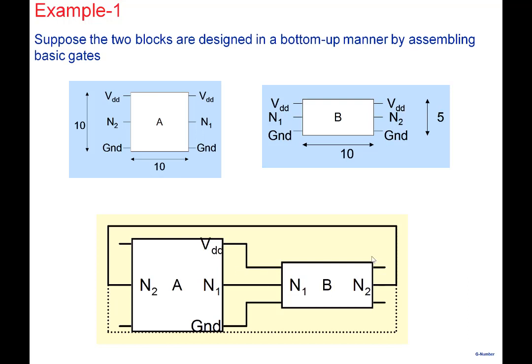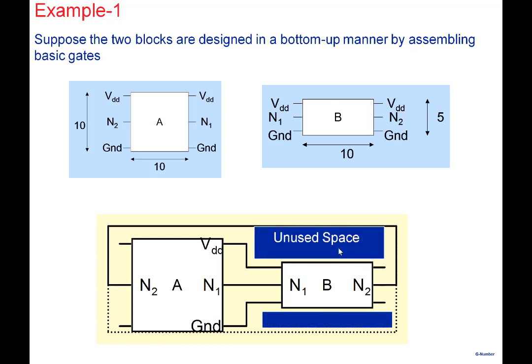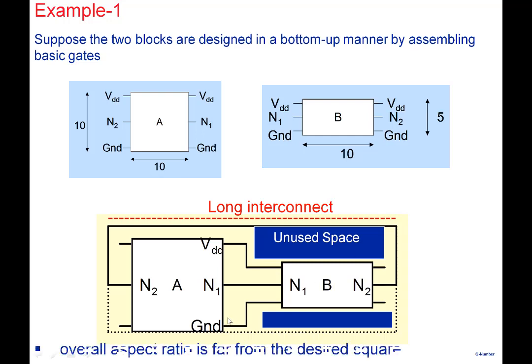Now, what is the problem with this? The unused space. You have unused space here and unused space here. That's one problem. So if you don't carefully think about what the overall layout of my chip will look like, and you simply take various blocks, do the layout, and then in the end start connecting them up, you'll end up with problems like this. Unused space, long interconnect. Look at the wire here, N2 running. This is all over the chip, so a long interconnect. And overall aspect ratio is far from desired square.